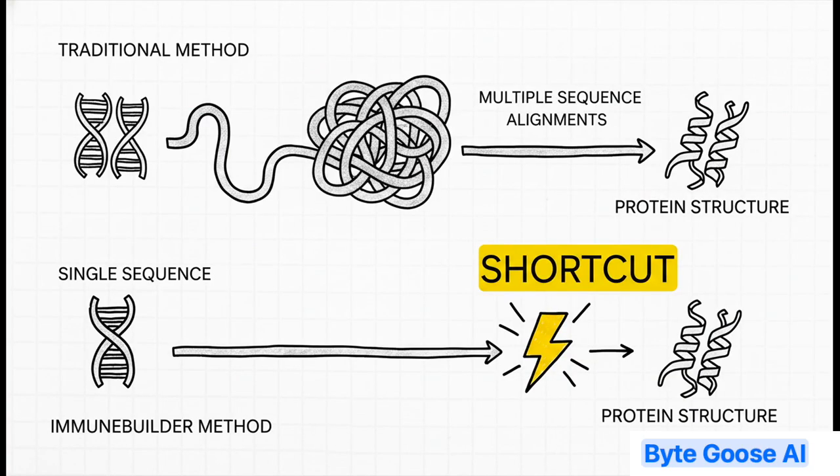Now, what's really interesting here is that it's all built on the same revolutionary architecture as Google's AlphaFold-2, but because it's specialized just for immune proteins, it gets to take this massive shortcut. It doesn't need to do something called multiple sequence alignments, which is a really time-consuming step where you look for evolutionary data. That specialization is the secret sauce behind its incredible speed.